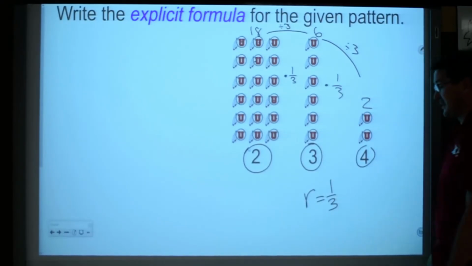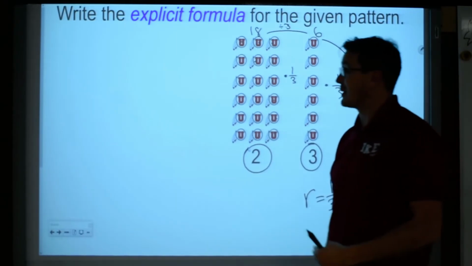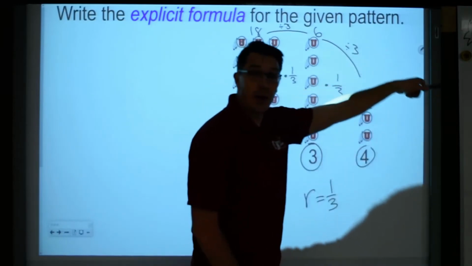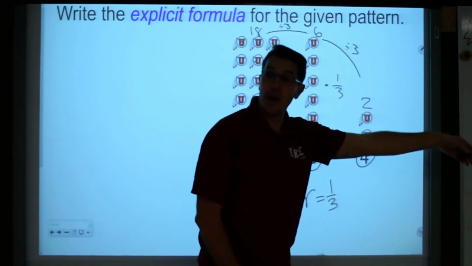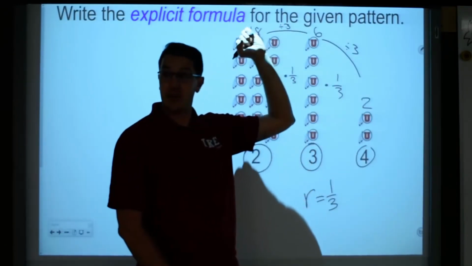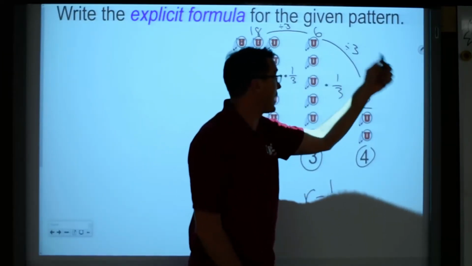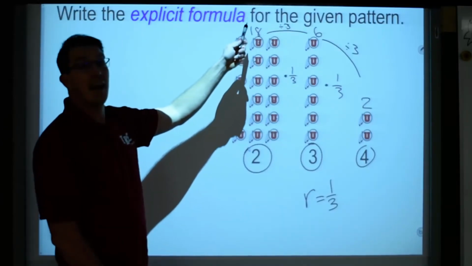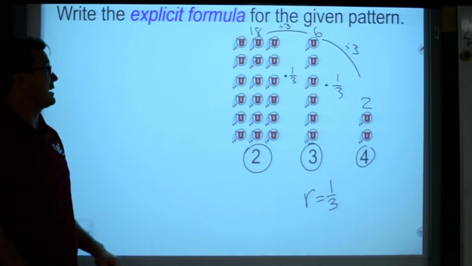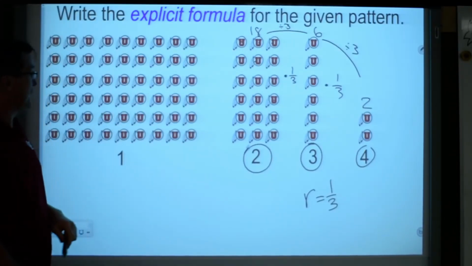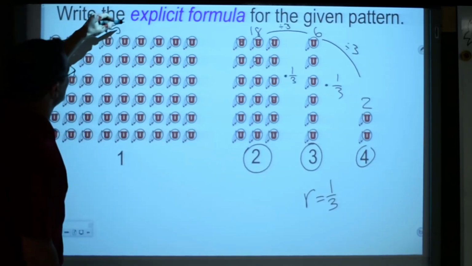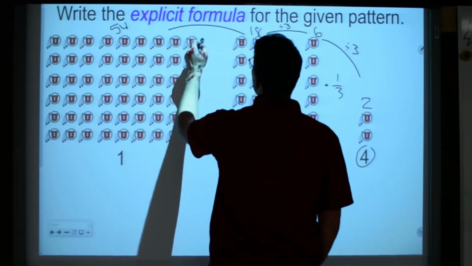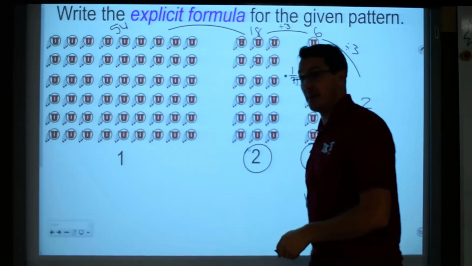The problem is, I don't know what my first term is. Well, what I can do is, I know to go forward, I have to divide by 3. So what would happen if I had to go back? What's the opposite of divide by 3? Multiply. So 2 times 3 is 6. 6 times 3 is 18. And 18 times 3 is 54. So even though they didn't give me that first term, I could go backwards to find it. Does that make sense?